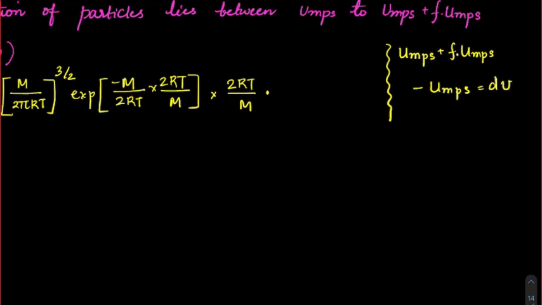So when you do that, what do we get? This u_mps, on subtraction, will get cancelled. So I will be left with du equal to that fraction into u times of mps. So that would be 2RT into f into u_mps. That will be simply u_mps. So u_mps, we know that it is root of 2RT by M.